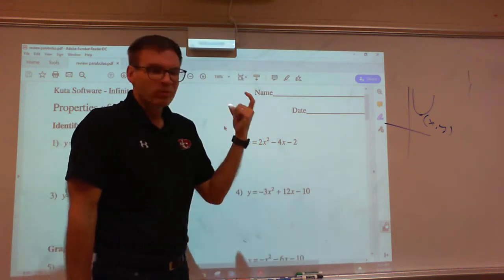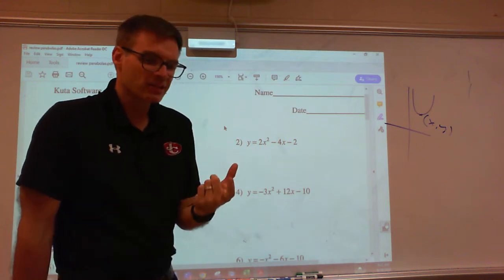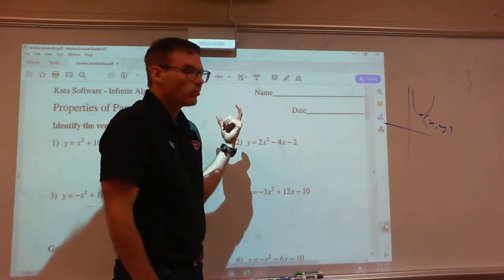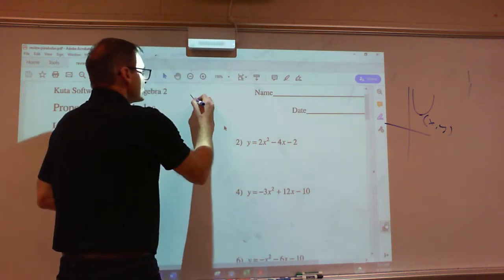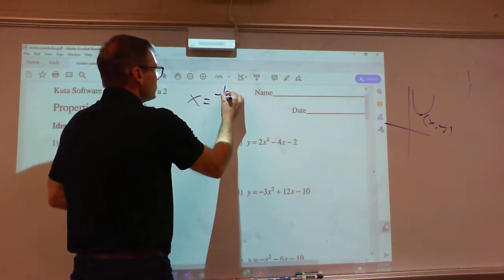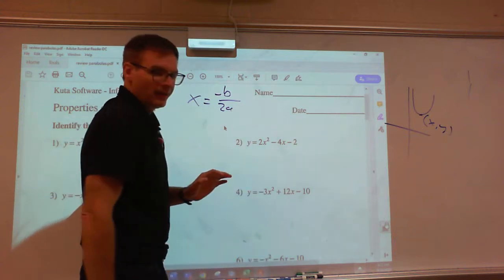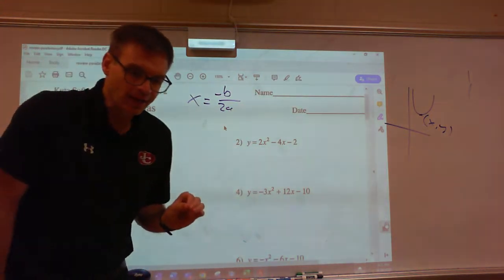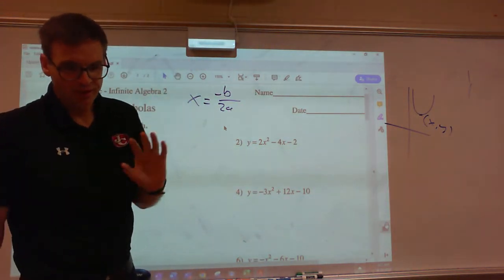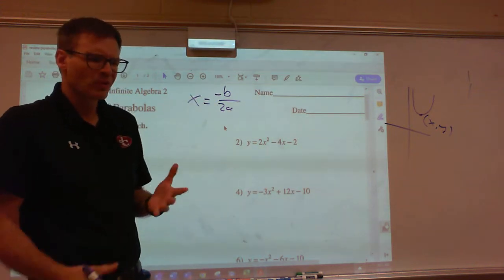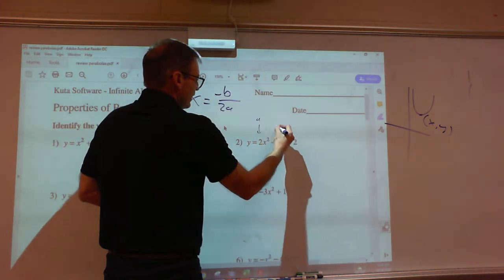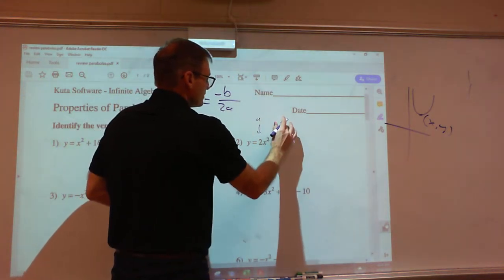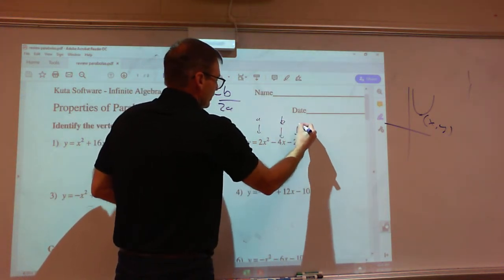All right, so back to our vertex. Our vertex has an x part and a y part. The trick to finding the x part is this little formula. The x part is negative b over 2a. It may sound familiar. So you have negative b over 2a. What are the a and the b? Well, this is the a, this is the b, and this is the c.